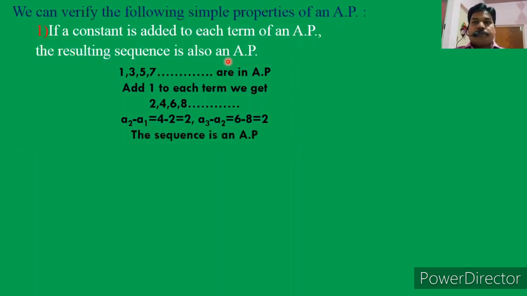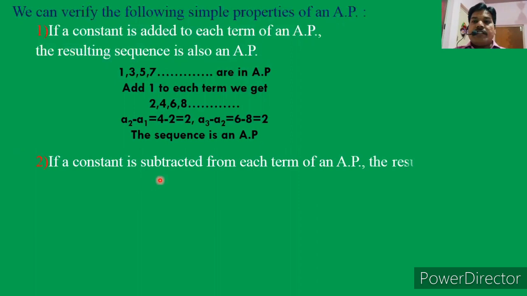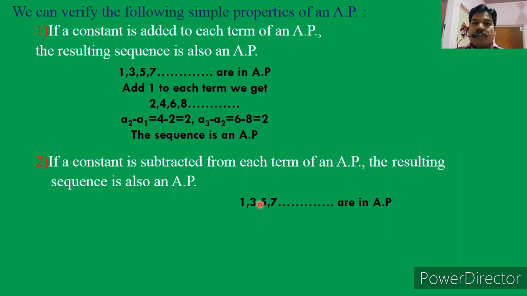So see the second property. What is that one? If a constant is subtracted from each term of an AP, the resulting sequence is also an AP. If you subtract a constant number from each term of an AP, then the resulting new sequence is also an AP. We will check this condition also. I am taking the same sequence here, 1, 3, 5, 7. We already proved that this sequence is an AP. Why? Because the difference of the first two terms is 2, the difference of the next two terms is 2, and the difference of the last two terms is also 2. So automatically the sequence is an AP.